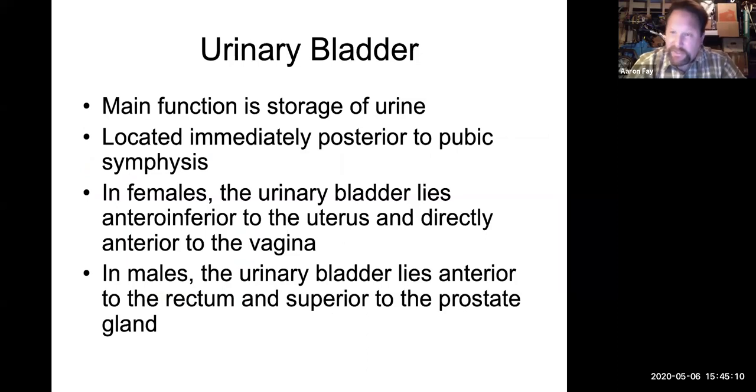Urinary bladders, main job is for the storage of urine, right? It is immediately posterior or behind the pubic symphysis. This is where your 2 pubic bones come together. In females, it's anterior inferior, so in front of and below the uterus. In most cases, especially in younger women, the uterus kind of lays on top of the bladder, right? Directly anterior to the vagina. In males, it is anterior to the rectum, because there's no uterus, and it is superior to the prostate. So in men, you're going to have the bladder and the prostate underneath. We'll take a look at a picture to make that more clear.